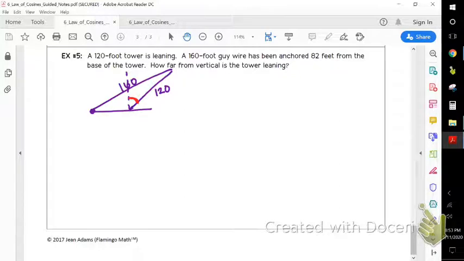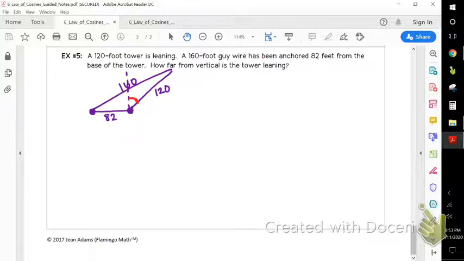One other thing I did forget to label is it said that guy wire is 82 feet from the base. So from here, the base of the tower, to the guy wire, this is 82. So if it helps, we really don't need this extra piece of the line right there. It's just part of the ground I drew in. Alright, so now we're after that angle that I put in red.